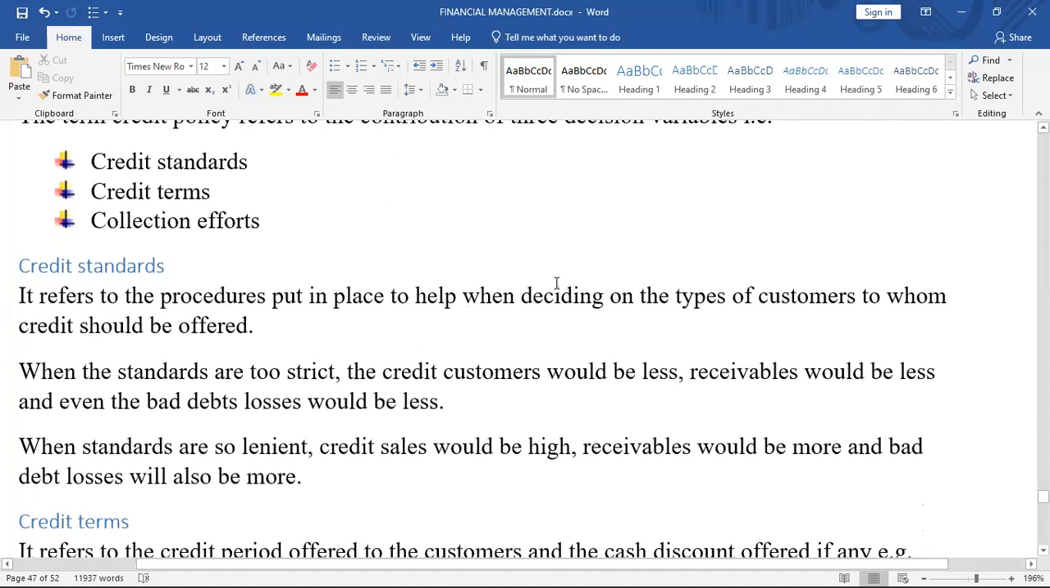What does credit standards mean? It refers to the procedures put in place to help when deciding on the types of customers to whom credit should be offered. And that is why I said you cannot give everyone credit. No, you cannot. So that is where we have to look at the eligibility of customers based on how they are supposed to be paying. Can they be able to pay us, among other considerations?